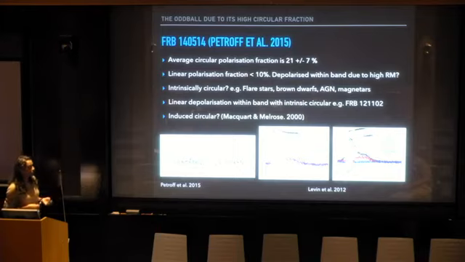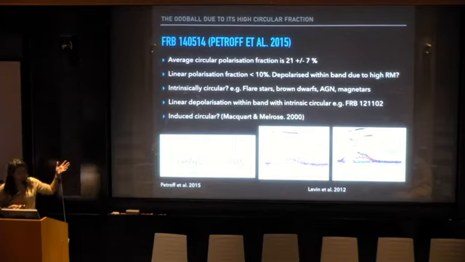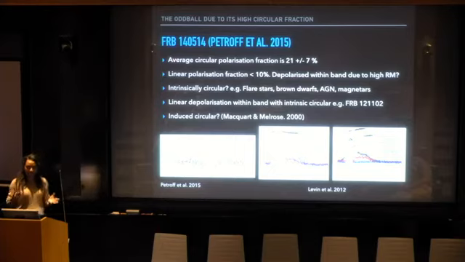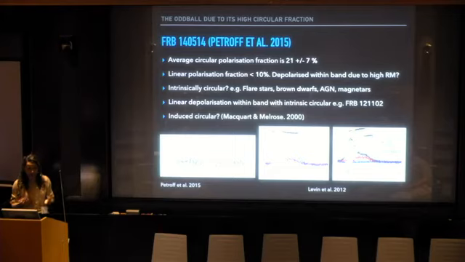We do know of sources like flare stars, brown dwarfs, AGN, and magnetars to exhibit circular polarization. However, flare stars and brown dwarfs have, on average, much higher circular polarization fractions. AGN have much lower circular polarization fractions than 21%. And for magnetars, we can take the example of 1622. This particular magnetar exhibits an infrequent state in which it exhibits high circular fraction with a lower than average linear fraction.